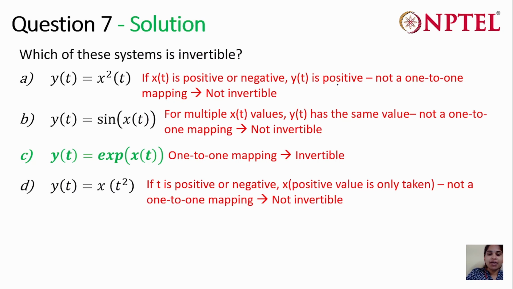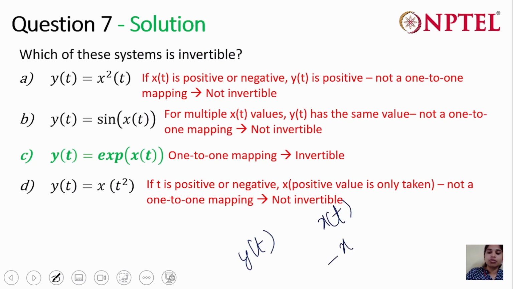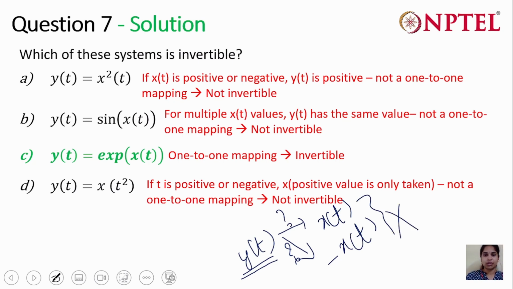So if I have an output y of t, will I map it to x of t or x of minus t? Which will I map it to? There comes a confusion, right? So we cannot map this directly to one of the inputs. So this is not an invertible system.